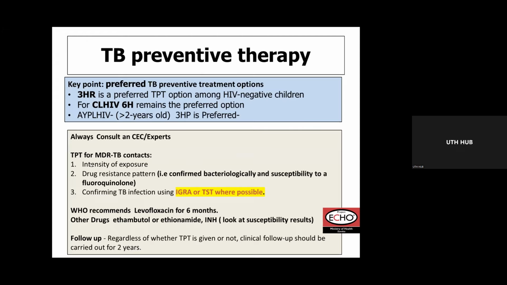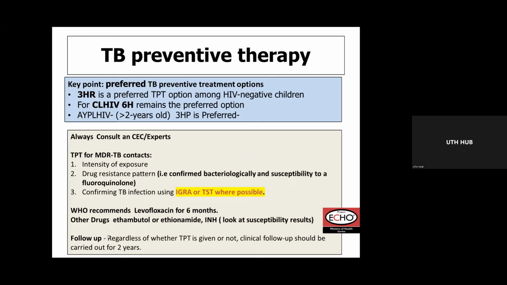So for MDR-TB, yes, TPT can be given. I'm sure we saw one of the questions that came through on the poll questions, that TPT is eligible. It can be given, but what we need to consider is the intensity of exposure, the drug resistance pattern that is there, confirm the bacterial susceptibility of the TB that this patient has, and confirm the presence of infection. But this should not be a hindrance. If we're not able to do TST or IGRA, provided we can do one of these things, we can give TPT. And one of those recommended is, if we're focusing, 6 months and other drugs that are available.